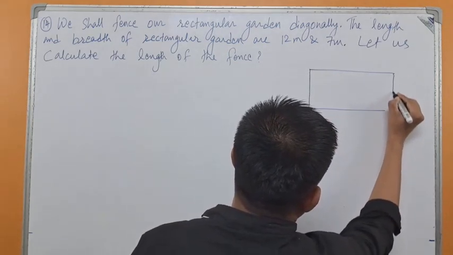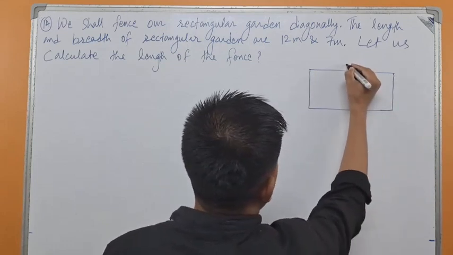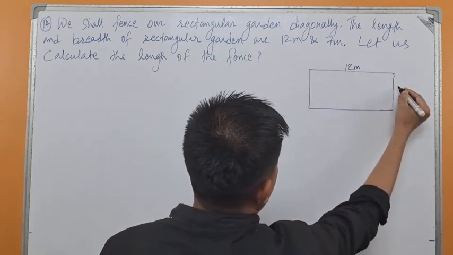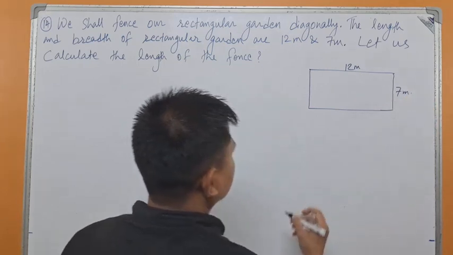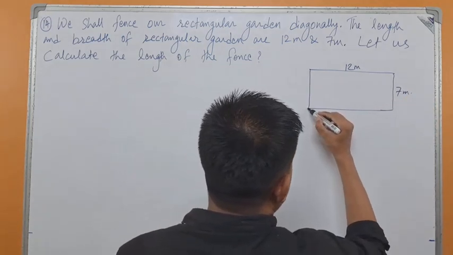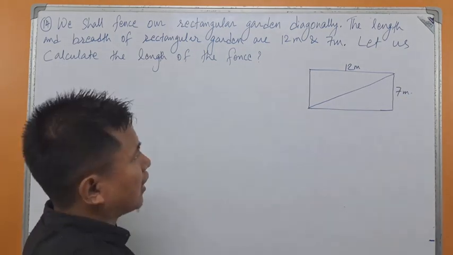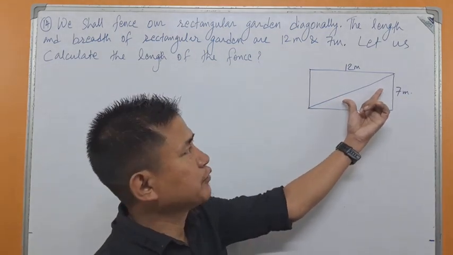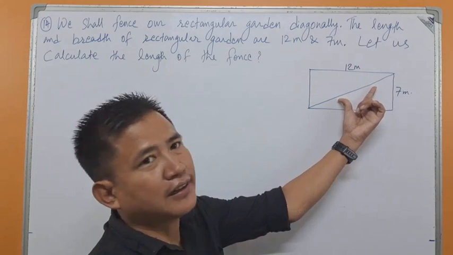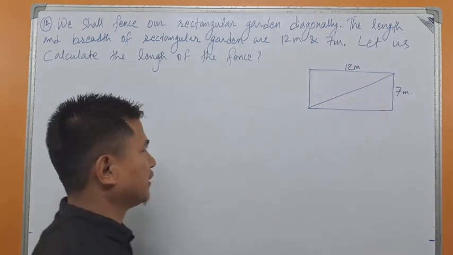Length and breadth of the rectangular garden are given to us. Length is 12 meter and breadth is 7 meter, isn't it? We are asked to fence this rectangular garden diagonally, okay? So we are asked to find the length of the fence, which means we are asked to find the length of the diagonal of this rectangle, okay?